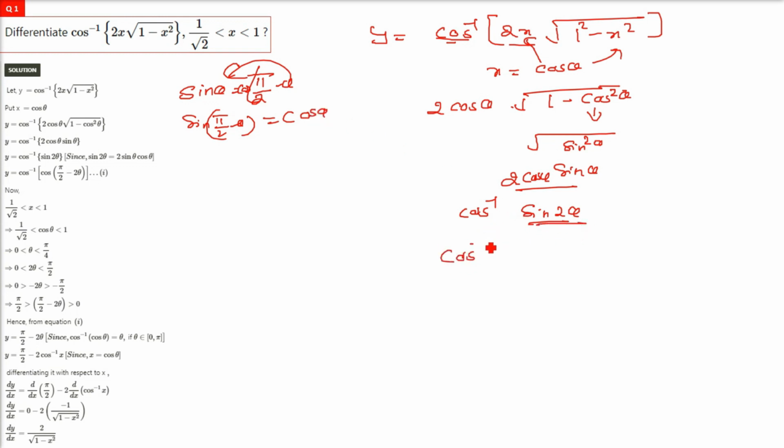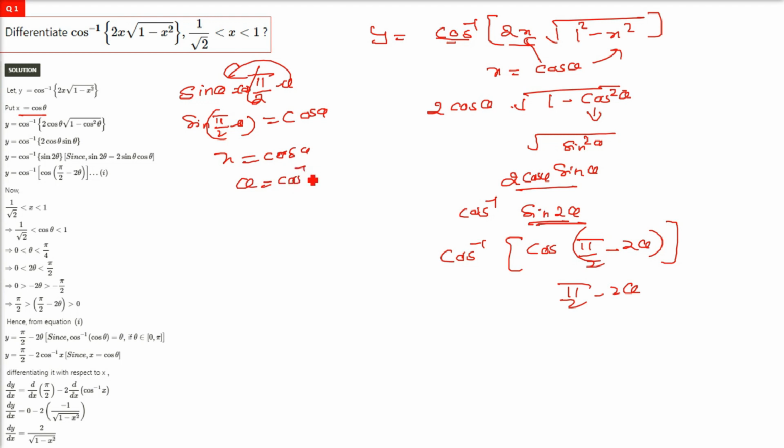Alright. So we have cos inverse, and sine 2 theta you have to write as cos pi by 2 minus 2 theta, because sine 2 theta is equal to cos pi by 2 minus 2 theta. Now in your example, in different sources, they cancel cos and cos inverse, you write pi by 2 minus 2 theta, and in place of theta you replace whatever you have substituted, because x is cos theta, theta is cos inverse x. So in place of theta just write cos inverse x and then differentiate it.